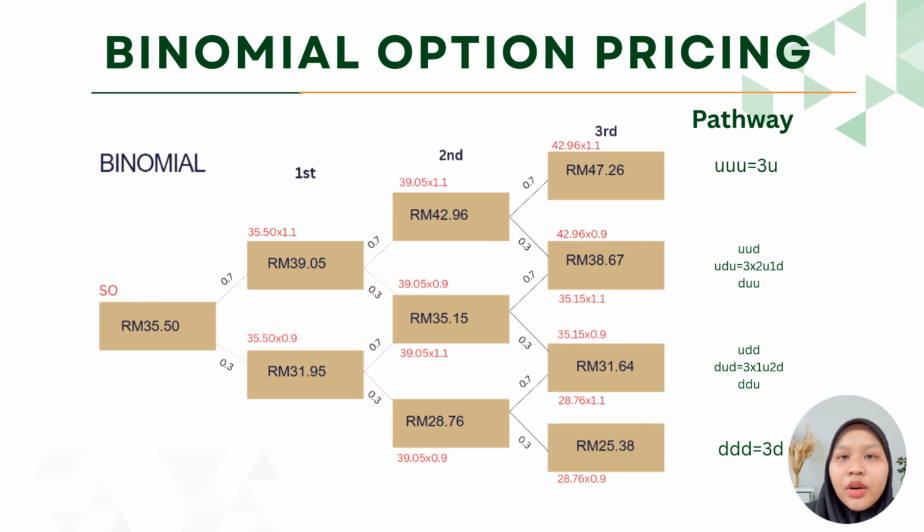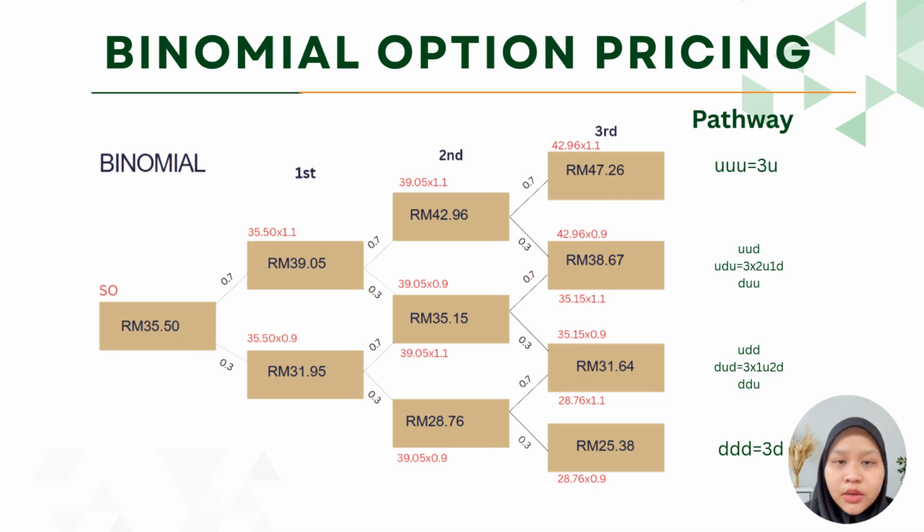While there is only one way to reach the extreme high, up, up, up, or the extreme low, down, down, down, there are actually three different ways to end up in those middle price brackets. For example, to reach 38 ringgit and 67 cents, the stock could go up, up, down, or up, down, up, or even down, up, up. Why does this matter? Because when we calculate the final value of an option, we have to account for the fact that these middle outcomes are statistically much more likely to happen than the extremes.